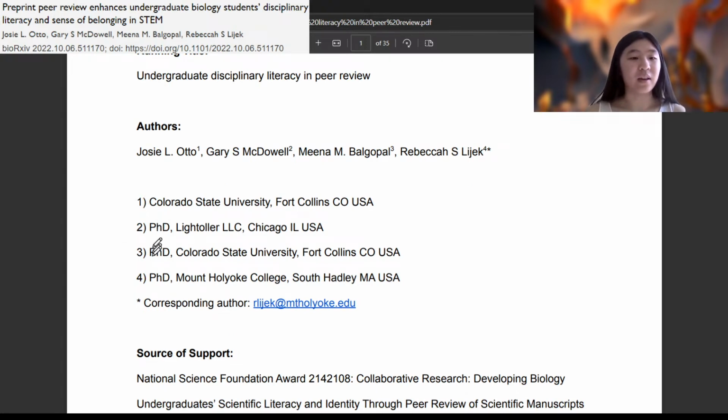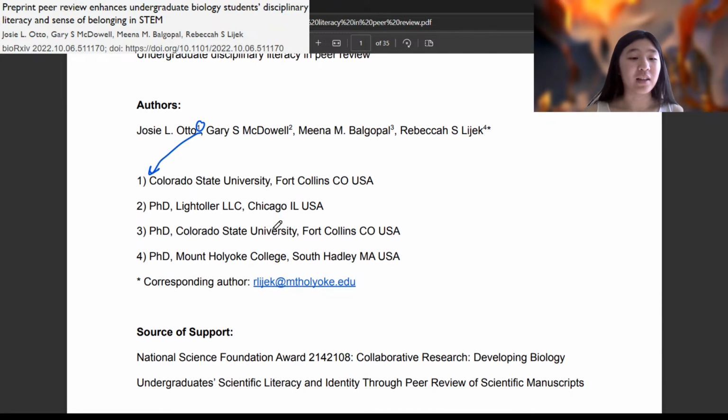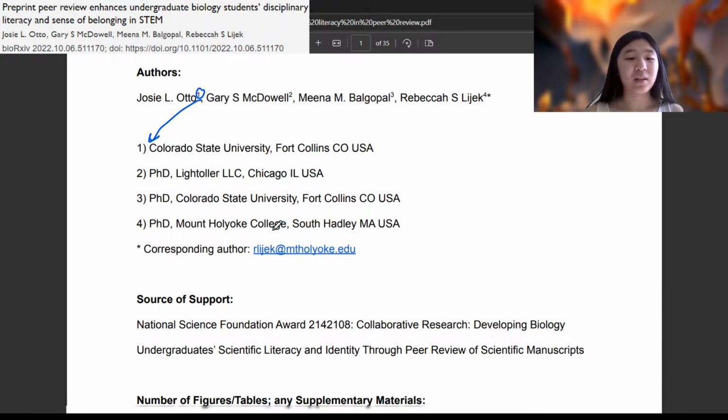And these are their attributions. So since they have the little number asterisks floating next to them, that will tell us which one they are from. So that would mean that Josie is from Colorado State University, and then Gary is a PhD student at Lightar LLC. Meena is also a PhD student and also at Colorado State. And Rebeccah is also a PhD student at the Mount Holyoke College.